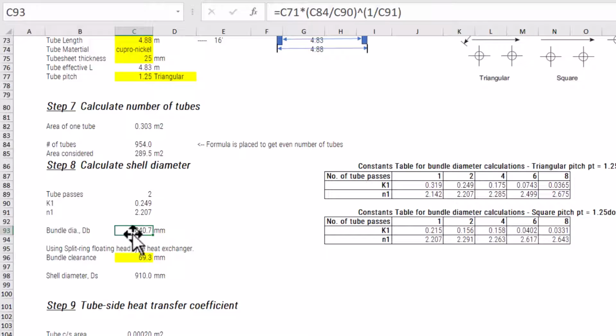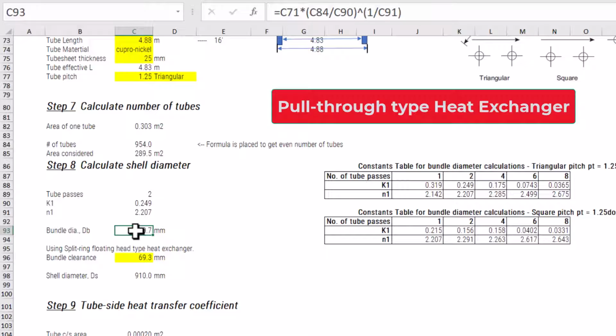And we calculate the bundle diameter. Once the tube bundle diameter is decided, we need to take a reasonable value of clearance. This clearance is in between the tube bundle diameter and the shell inside diameter. For different types of heat exchanger, this clearance requirement would be different. For example, if your heat exchanger is a pull-through kind of heat exchanger, in that case the clearance required is higher.